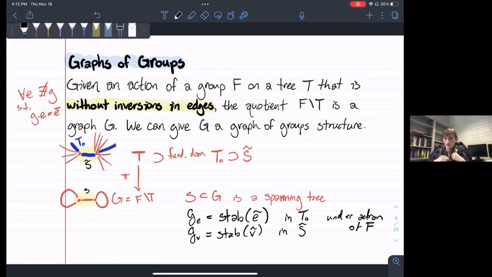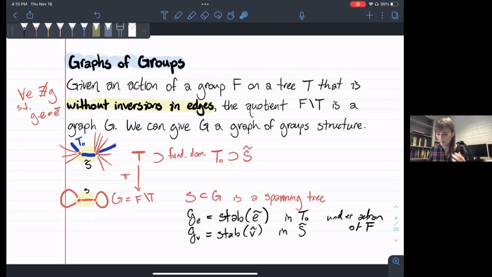And I also need inclusion homomorphisms between the edge groups and the vertex groups, and I'm going to mostly sweep that under the rug. If I'm lucky, it's the inclusion of the stabilizers into the stabilizers. And if I'm not lucky, then I have to conjugate by some element of the group to make it work out. So you just have to line up. Maybe I have something that stabilizes this vertex, and I need to make it stabilize this vertex, so I can just conjugate by an element of my group to make that happen.